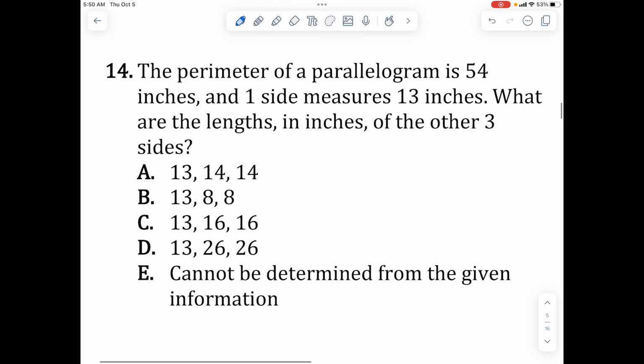Moving on. The perimeter of a parallelogram is 54 inches and one side measures 13 inches. What are the lengths in inches of the other three sides?